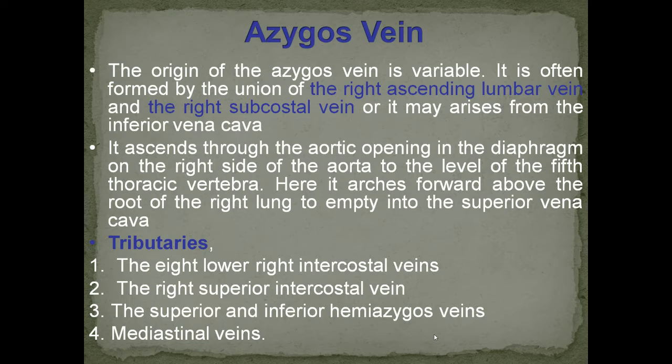It ascends through the aortic opening in the diaphragm on the right side of the aorta to the level of the fifth thoracic vertebra. Here it arches forward above the root of the right lung to empty into the superior vena cava. So what are the tributaries of the azygos vein? We will see the 8 lower right intercostal veins, the right superior intercostal vein, the superior and inferior hemiazygos veins, and mediastinal veins.